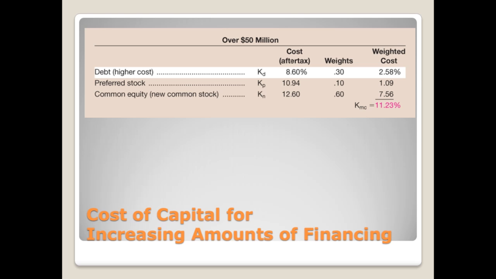So the higher cost after tax is 8.6%. Weight is 30%. The weighted cost is 2.58%. And see the calculated examples there. As I said in the course, we won't use preferred stock, but this is how you would weight it if we were doing it.